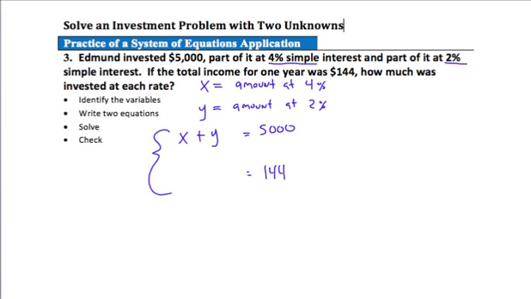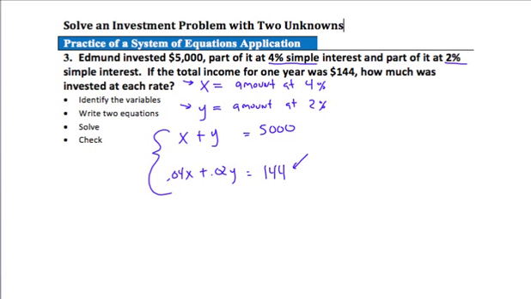The next equation has to do with earning interest. We're going to take 4% times the amount he's invested, and then 2% times the amount he's invested, to come up with this total of $144. When I write 4%, I want to write that as a decimal number. So that would be 0.04x, and then for y invested, it would be 0.02 times the amount he's invested in that account. There are our two equations. Now we're ready to solve.